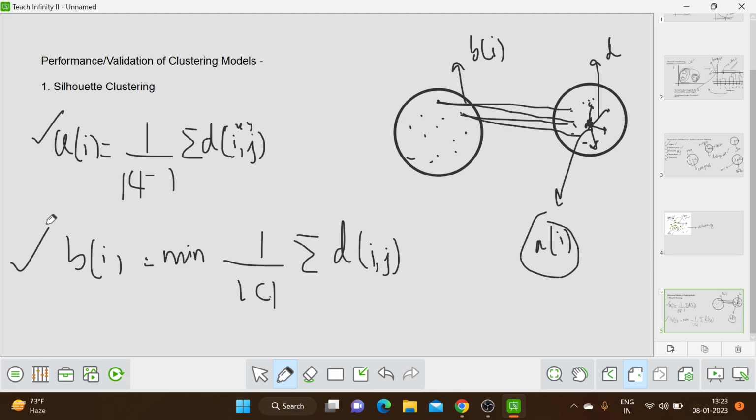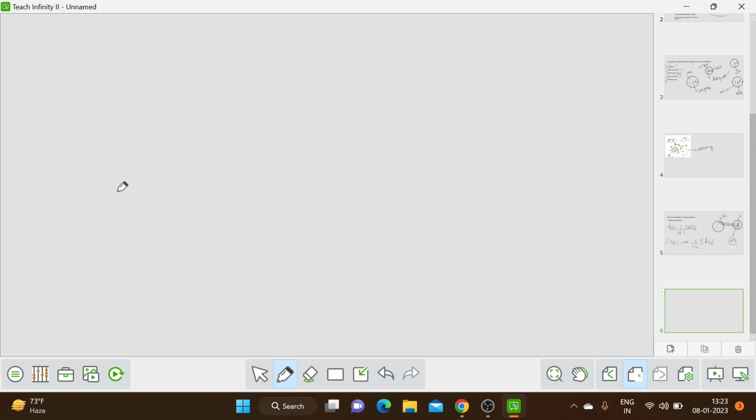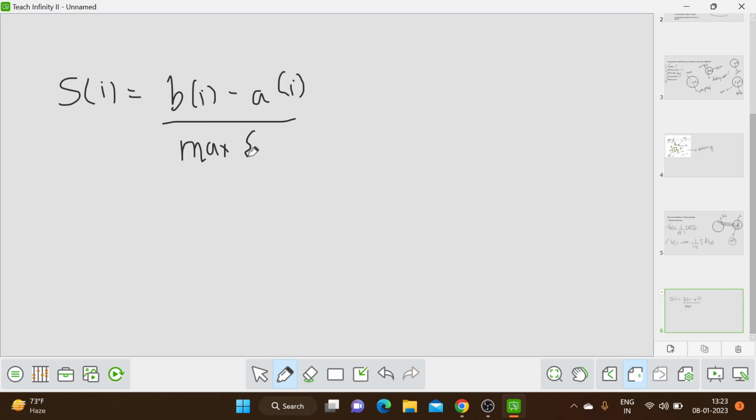Now how to calculate the silhouette score? For calculating the silhouette score, we have the formula: S of I is equal to B of I minus A of I, divided by the max of A of I comma B of I. Okay, this is the formula.